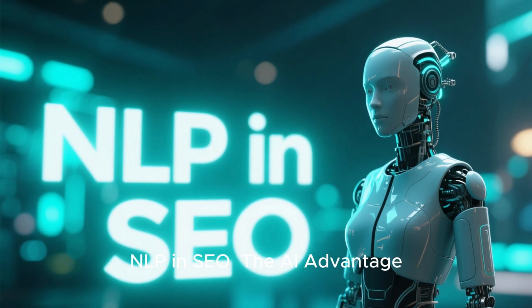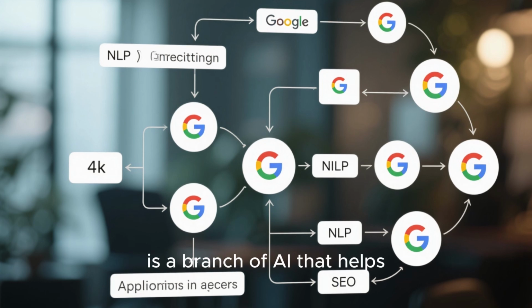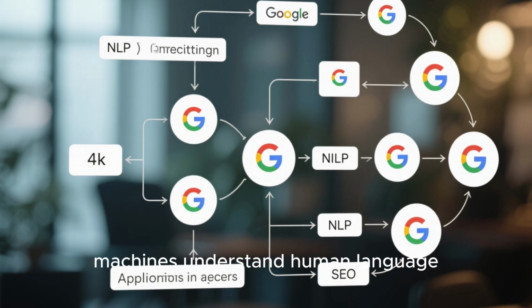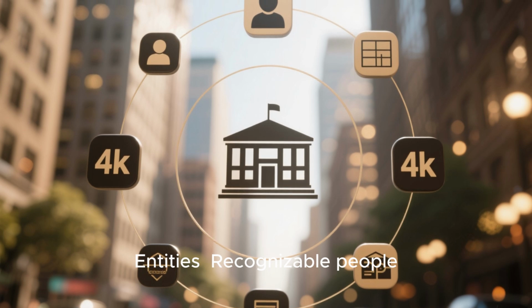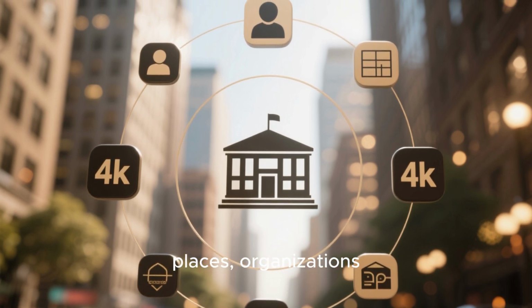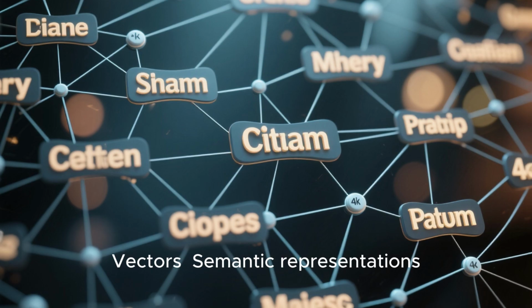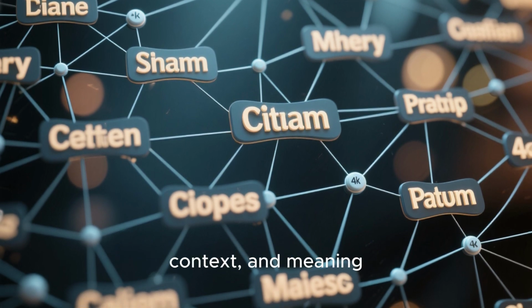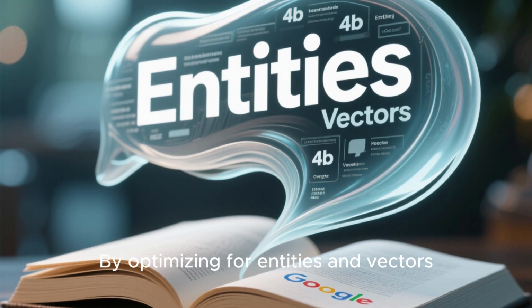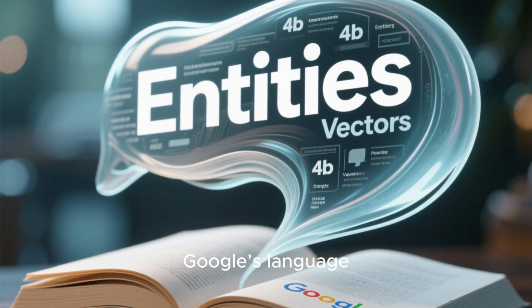NLP in SEO, the AI advantage. Natural language processing. NLP is a branch of AI that helps machines understand human language. Google uses NLP to analyze entities: recognizable people, places, organizations, or concepts in your content. Vectors: semantic representations of words that show relationships, context, and meaning. By optimizing for entities and vectors, you're essentially speaking Google's language.